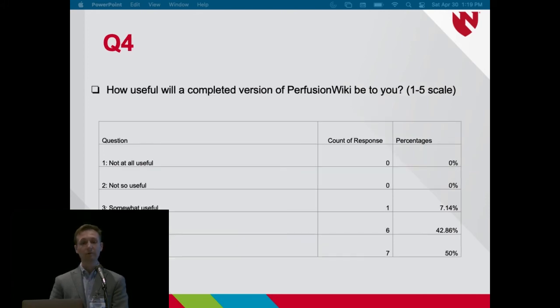Question 4 was, how useful will a completed version of Perfusion Wiki be to you? And I think the responses were overwhelmingly positive, with 13 of the 14 people saying that it was very useful or extremely useful, which is a great sign. We want the wiki to fulfill a certain niche in the perfusion field, and if it's not useful, then no one will contribute to it, and then the wiki is useless at that point.